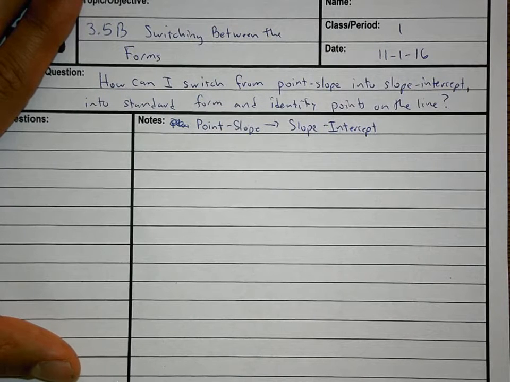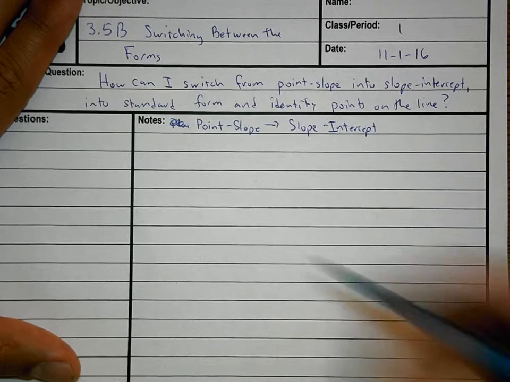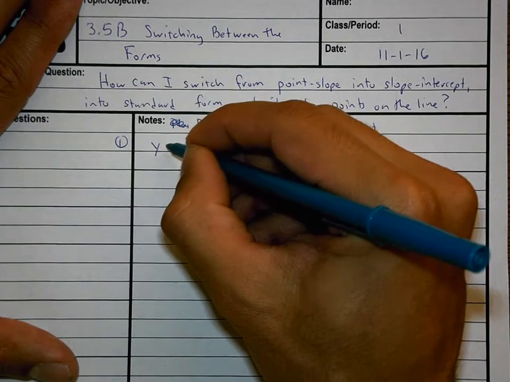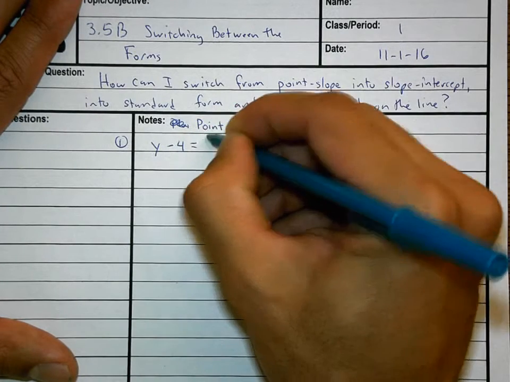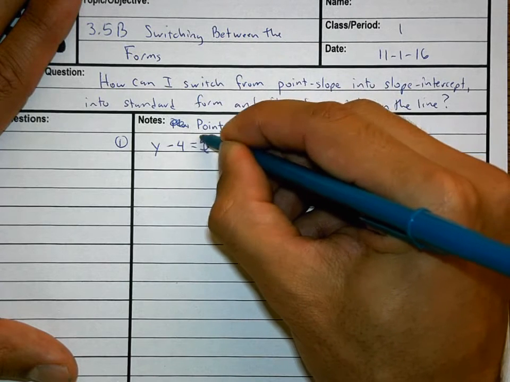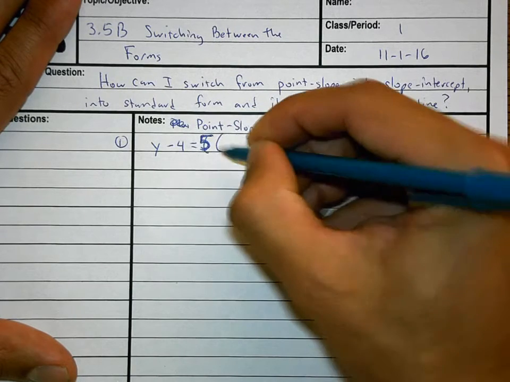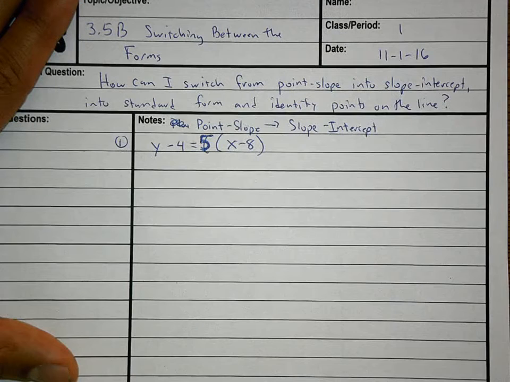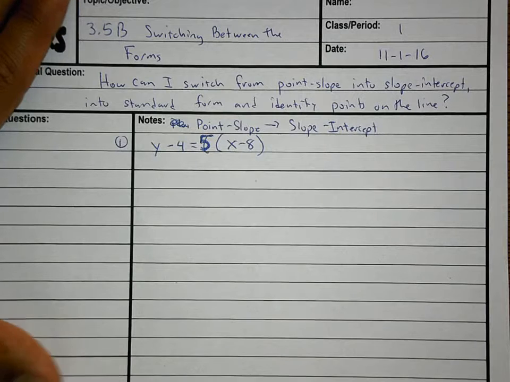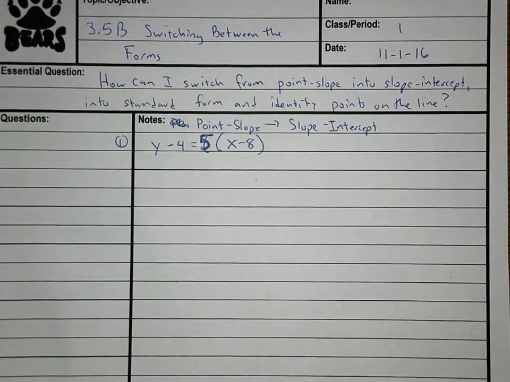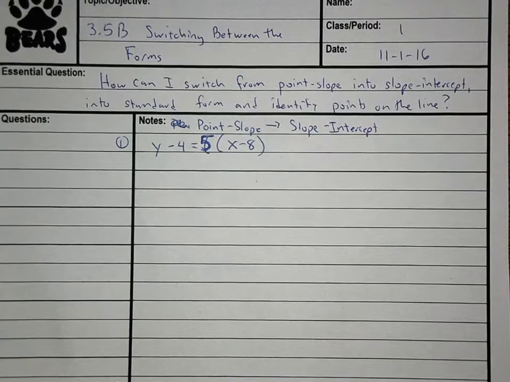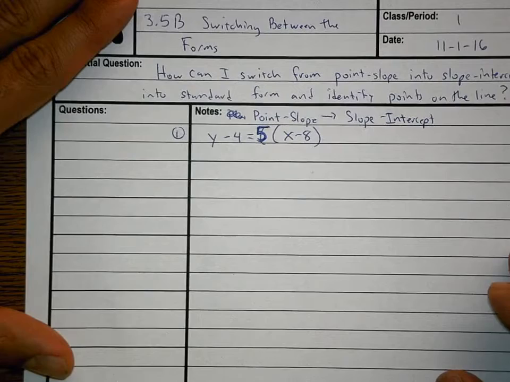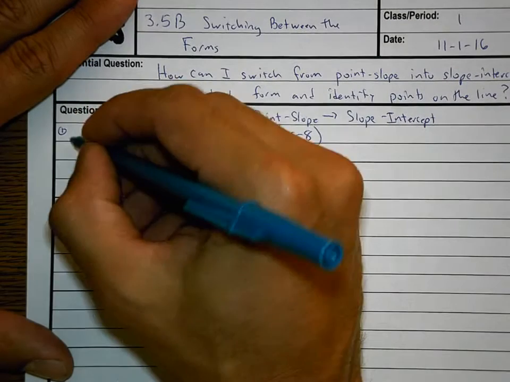Let's come up with a quick equation. This will be like number 1, just so you have an idea. It's y minus 4 equals 5, parentheses, x minus 8. If I want this in slope-intercept form, I'm going to follow a few steps just like we did before. And I'll write out the steps over here.